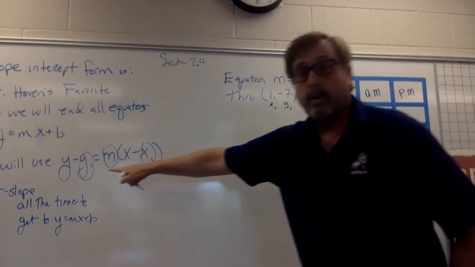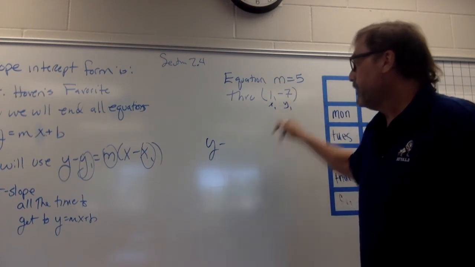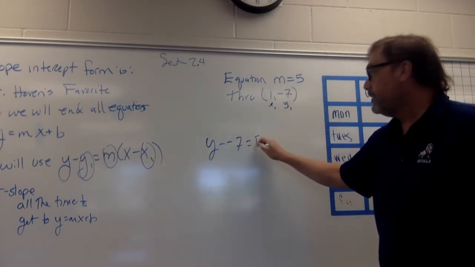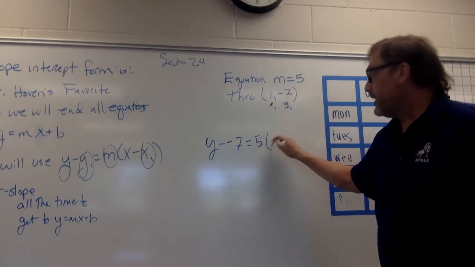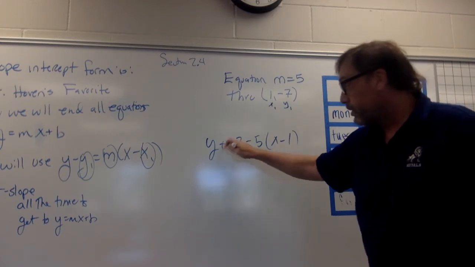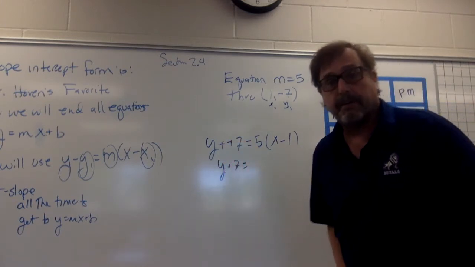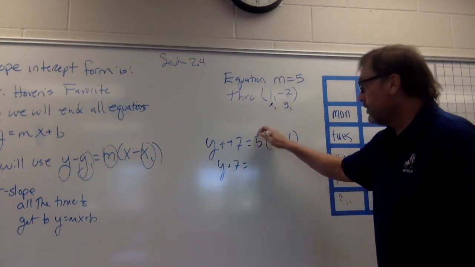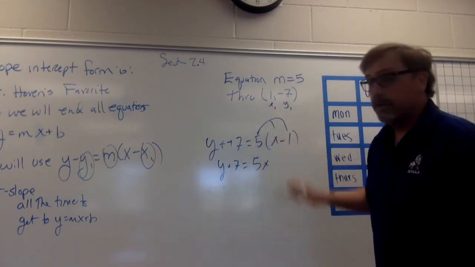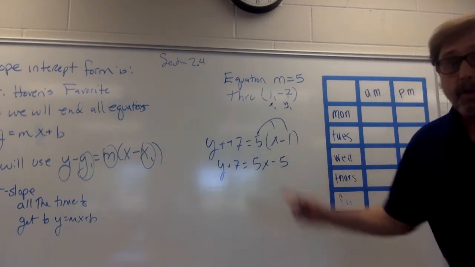And look here. So we go y minus y1, negative 7, equals slope, 5, times x minus x1, which is 1. Plus, 5 plus 7. The distributive property: everybody in the room gets multiplied by 5. Cool. y is not alone.